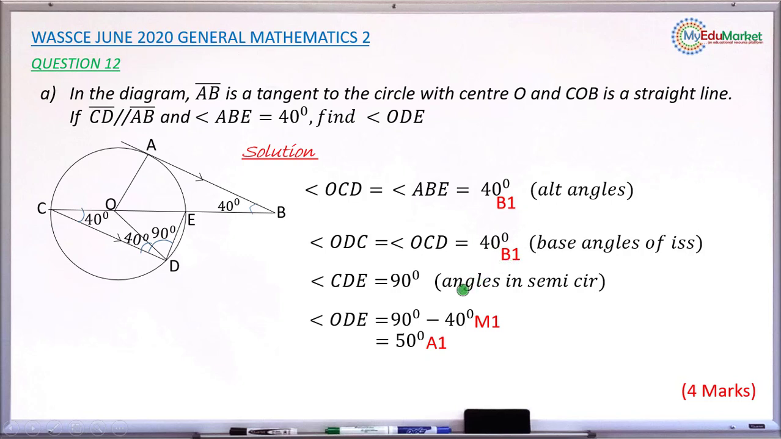Next mark is for attempting to find angle ODE by subtracting 40 from 90 degrees. You have this method 1 mark. And when you subtract correctly and have angle ODE exactly as 50 degrees, you have accuracy 1 mark. So if everything is done correctly in this question, you have 4 good marks.